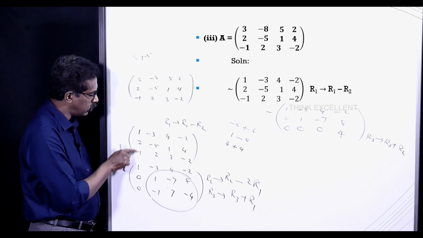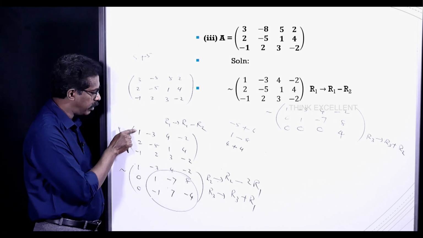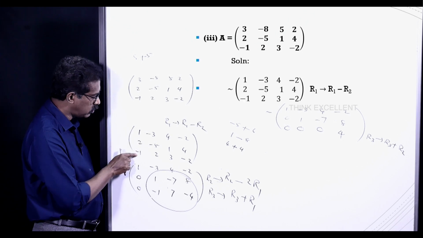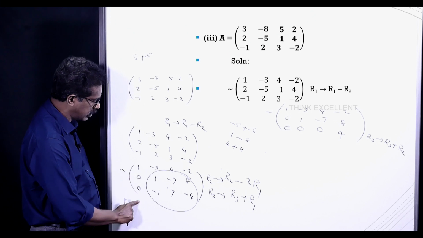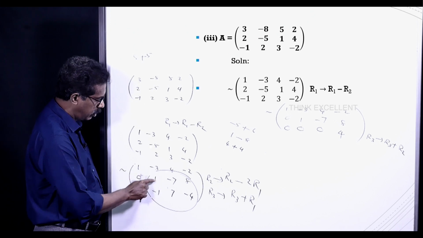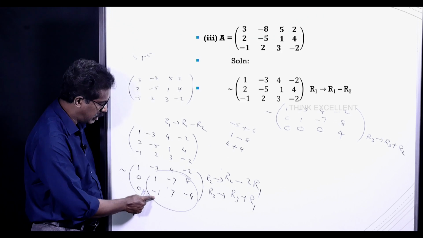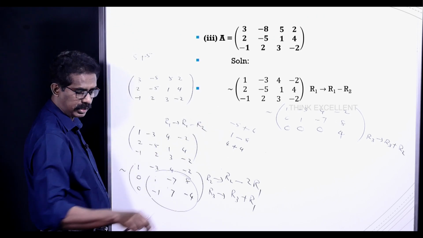The other two, how did we make 0? 2 minus 2. Multiply by 2 and subtract. Here, minus 1 plus 1. Just add it, right? We got 0. First row, first element 1. Below that 0. Here, 1. Already it is 1. Below that, you make 0. Very simple. Minus 1 plus 1. Just add it. You are getting like this.